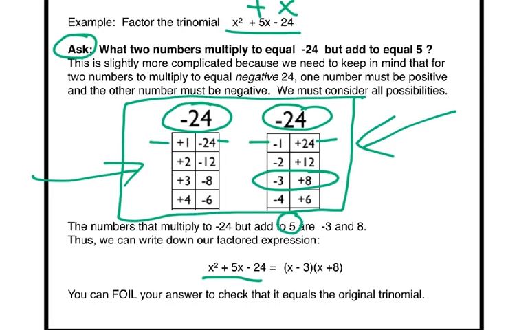Thus, we can write down our factored expression. x squared plus 5x minus 24 is equal to x minus 3 times x plus 8, because negative 3 times positive 8 equals negative 24, but negative 3 plus 8 is equal to positive 5. You can and should FOIL your answer to check that it equals the original trinomial.